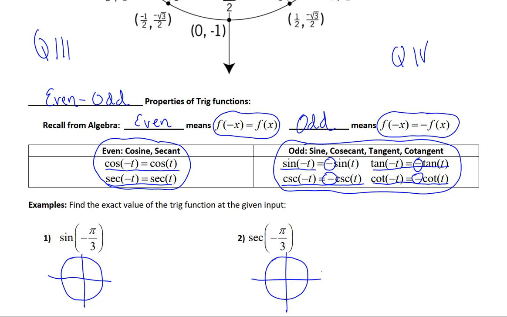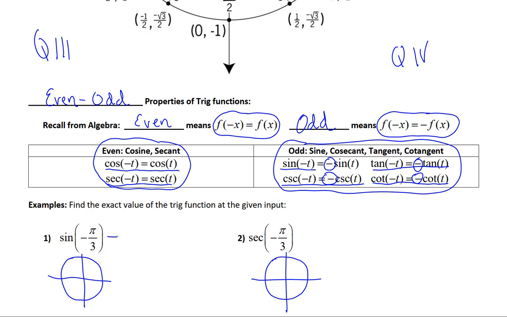So in this first example, we're trying to find the exact value of the sine of negative pi over 3. Now, there are a couple ways to do this. What we discussed previously, even earlier in this video as I reviewed, or in previous lessons, is that a negative input is like just going in a clockwise direction. So that could be done here to find where the terminal point is for negative pi over 3.